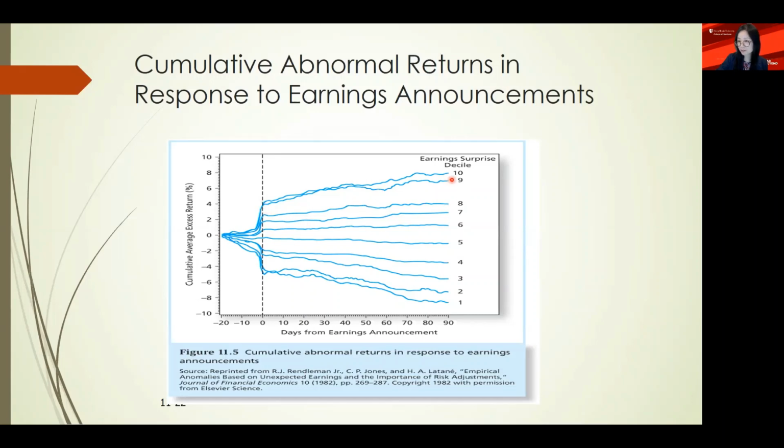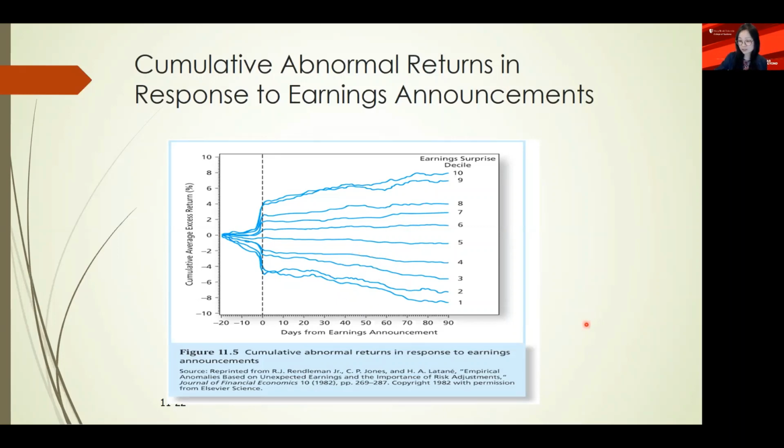With good news, the price continues to drift up. With bad news, the price continues to drift downward. That's called post-earnings announcement drift, and it's a financial anomaly because you are not supposed to see this if the market is semi-strong form efficient. This is saying investors underreact to earnings news. They don't incorporate the news on the day of the announcement. Instead, it takes them 60 to 90 days to fully recognize the impact of the news in prices.